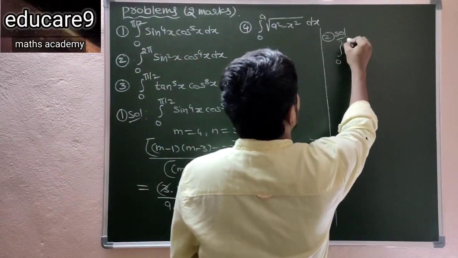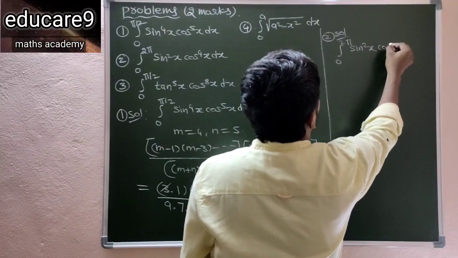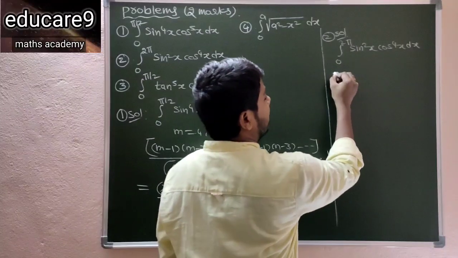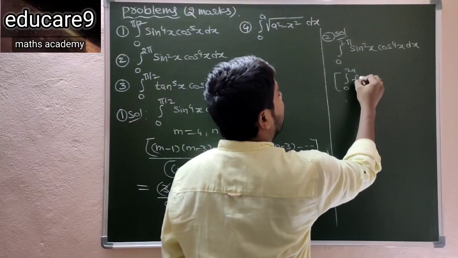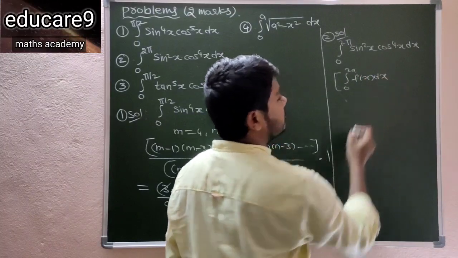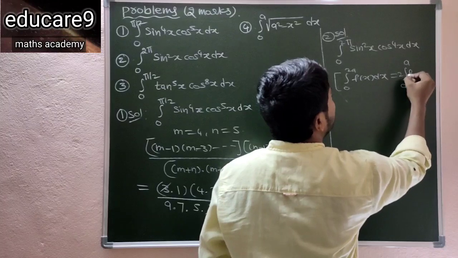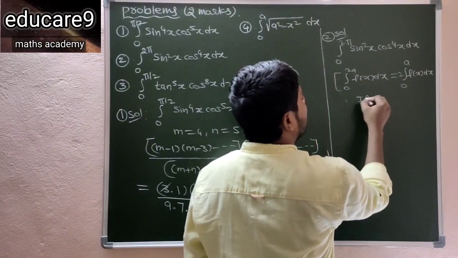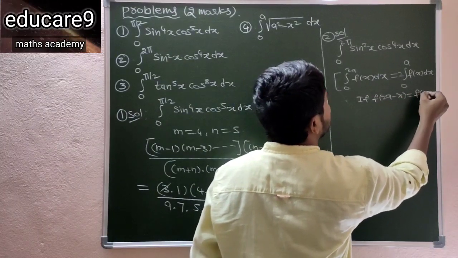Integral 0 to 2π of sin²x cos⁴x. Here apply the property: the integral from 0 to 2a of f(x) dx can be written as 2 times the integral from 0 to a of f(x) dx, if f(2a − x) equals f(x).